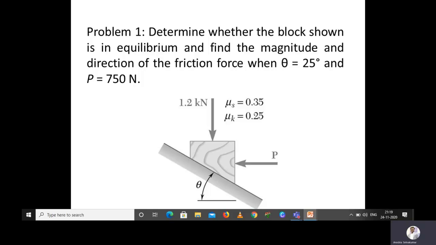The block weight is given as 1.2 kilonewton, and then the force direction is given, and the inclined plane angle is given as 25 degrees. The coefficient of static friction is given as 0.35 and the coefficient of dynamic friction is given as 0.25. As we discussed in the class, first we are going to draw the free body diagram of the block.